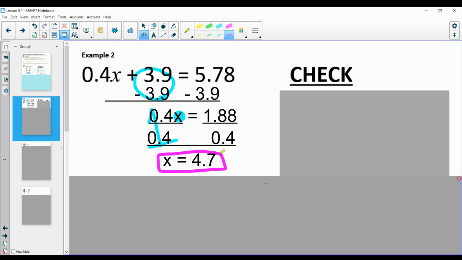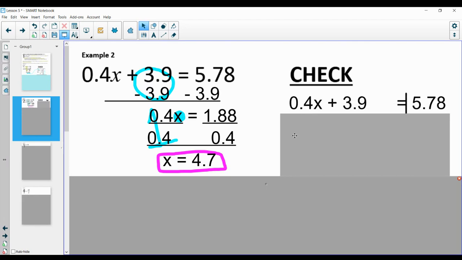And once again, we're going to do a check. We're not going to check all of these problems, but you do need to be able to know how to check. So let's do one more check for class today. Do you remember what the first step of every single check is? Hope you said rewrite the original.